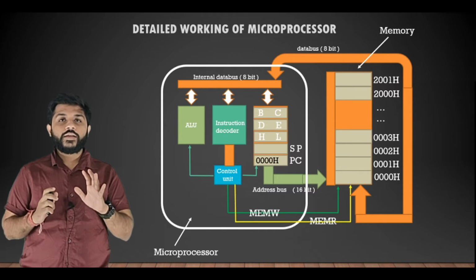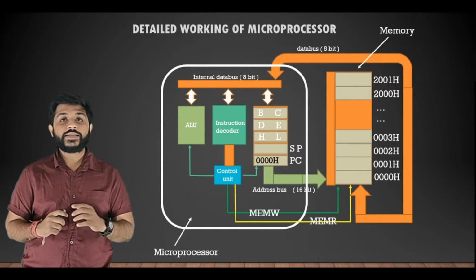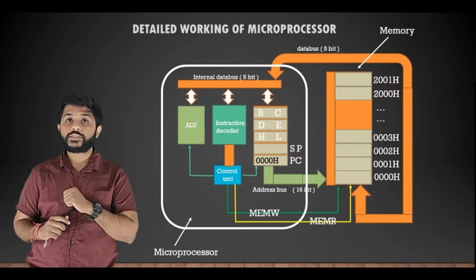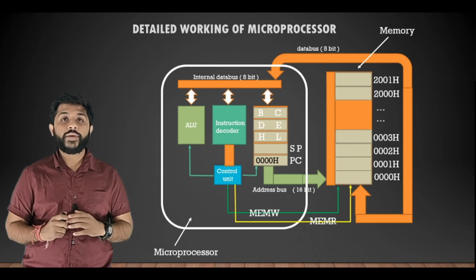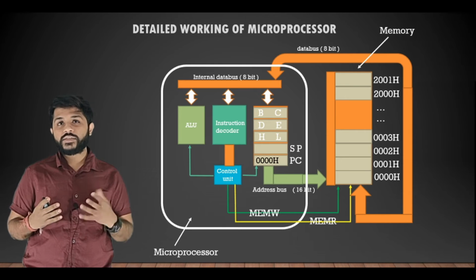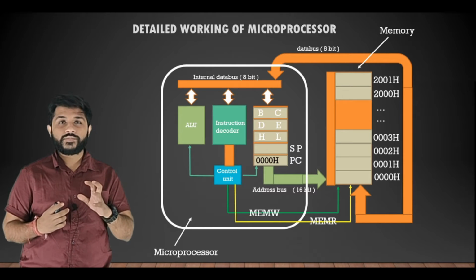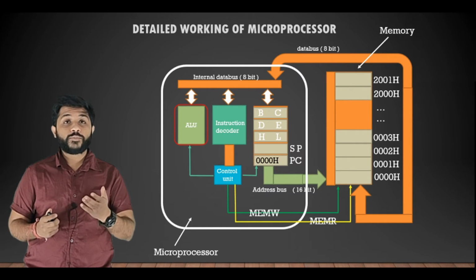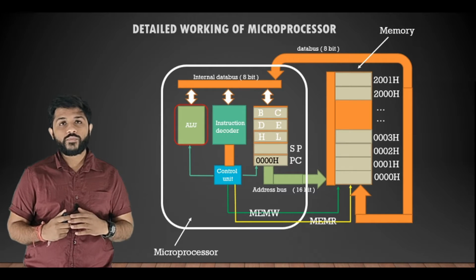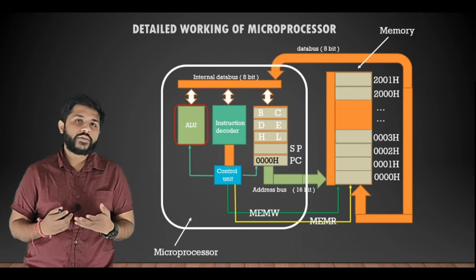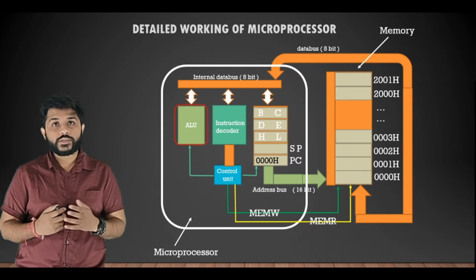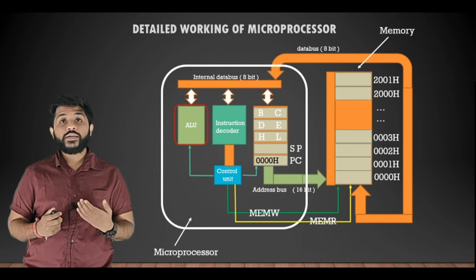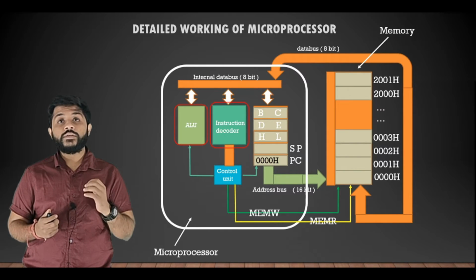As you can see on the screen, there is one microprocessor which is connected to the memory. Now the processor itself contains many blocks. You can see that the first block is the ALU. What is the function of the ALU? It performs different arithmetic and logical operations, right? The next block is the instruction decoder.